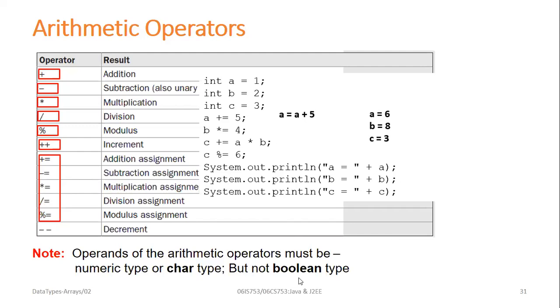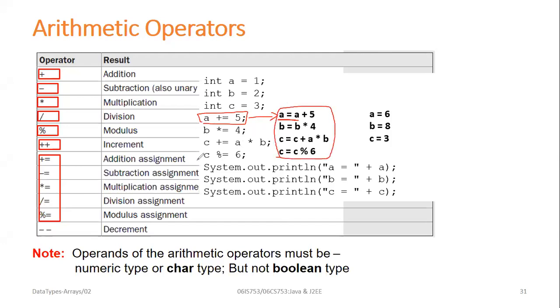It's quite simple, right? A plus equal to 5 can be written as A equal to A plus 5. The same statement, you can write it as A plus equal to 5. When you see something like A equal to A plus, you can write A plus equal to 5. Similarly for the remaining statements. B star equal to 4 is nothing but B equal to B into 4. Here C plus equal to A into B is nothing but C equal to C plus A into B. And C mod equal to 6 is nothing but C equal to C mod 6. Everything is quite parallel.